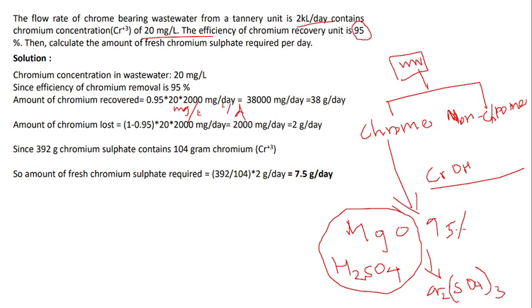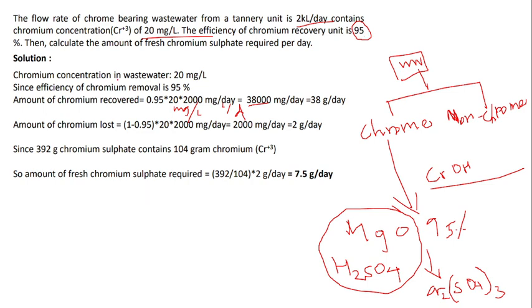Now, liter will get cancelled and we will obtain the unit mg per day. So, by multiplying 0.95 into 20 into 2000, we will obtain 38,000 mg per day. This is 38 grams of chromium removed, that is recovered every day. So, the amount of chromium lost: in the stream, 5% is not removed, so that is the loss.